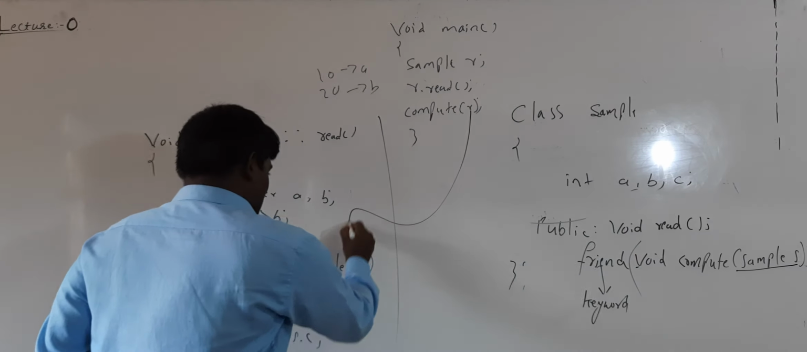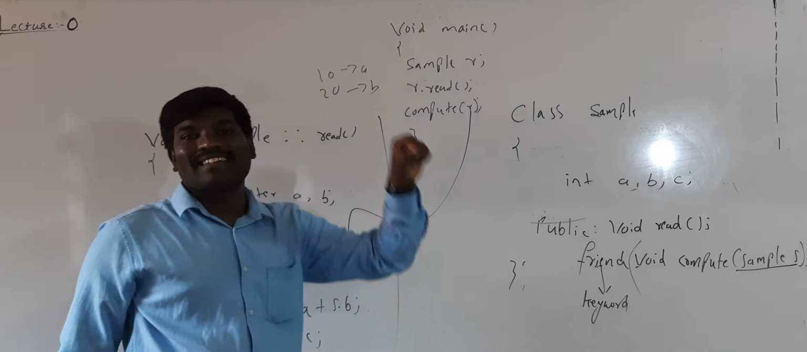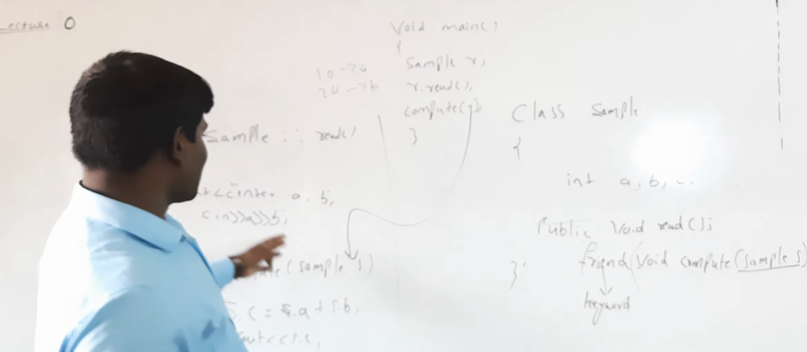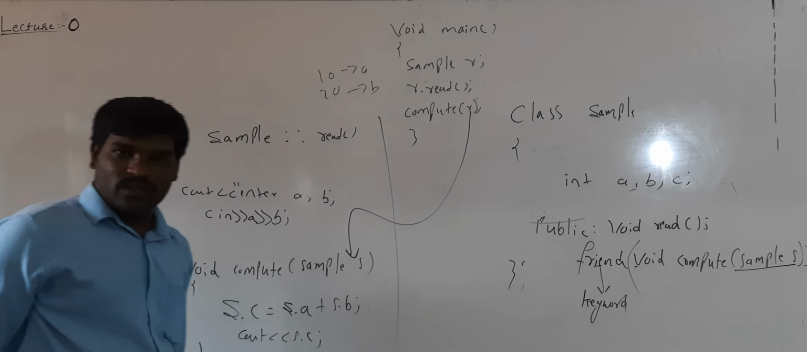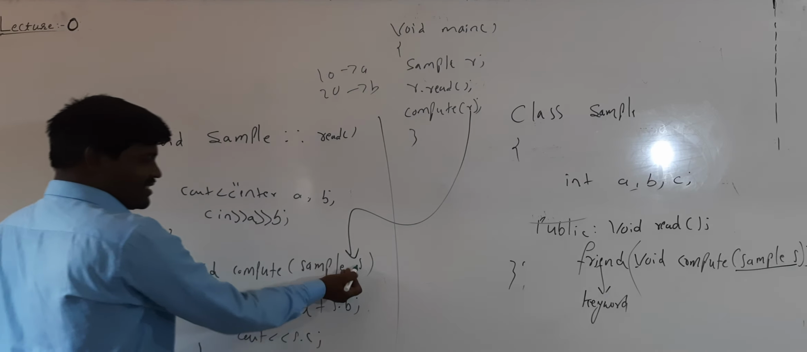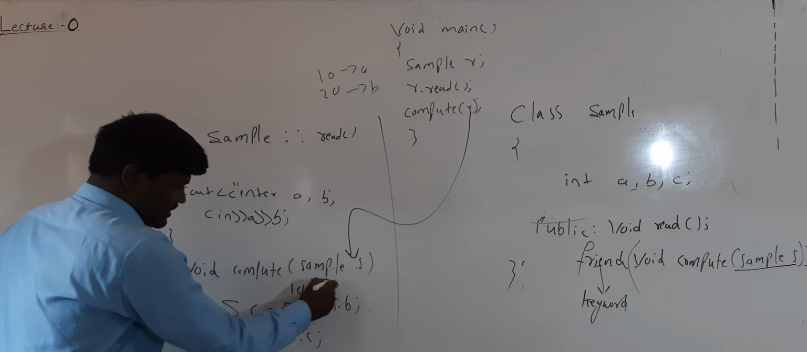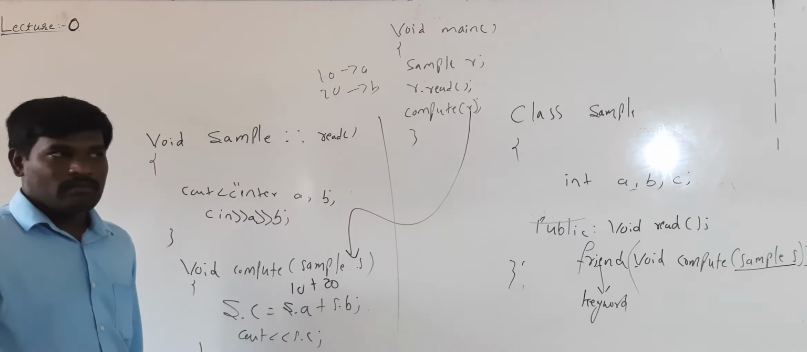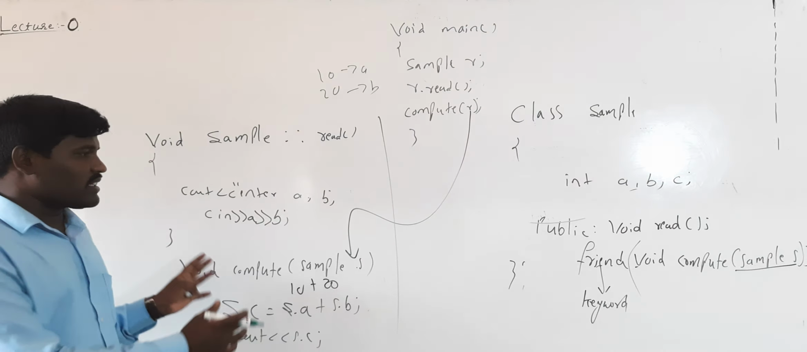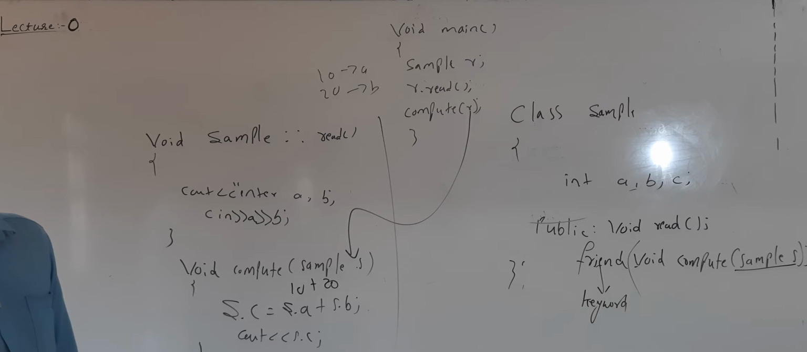So here r values are stored in s. With the help of r, you can read the values 10 and 20. So indirectly 10 and 20 are stored in r. So that's why r values are copied into s. With the help of this, we can add. s.a means 10 plus s.b means 20. It is stored in s.c. Finally, I have to print s.c. Okay. So this is the example for friend function.